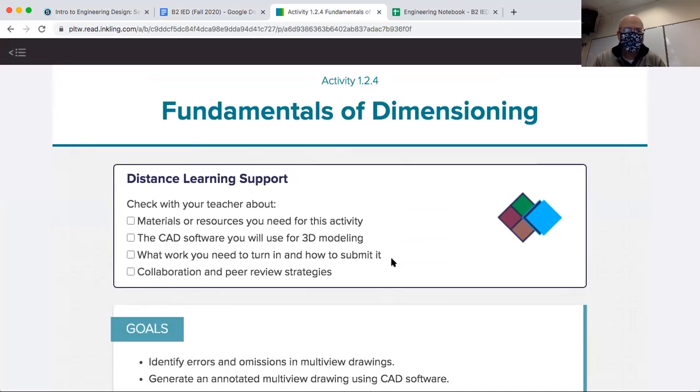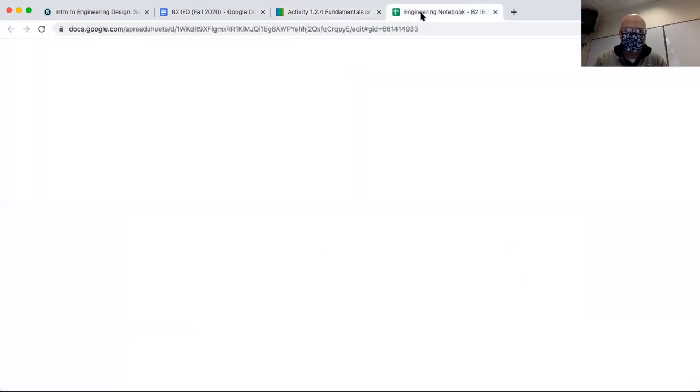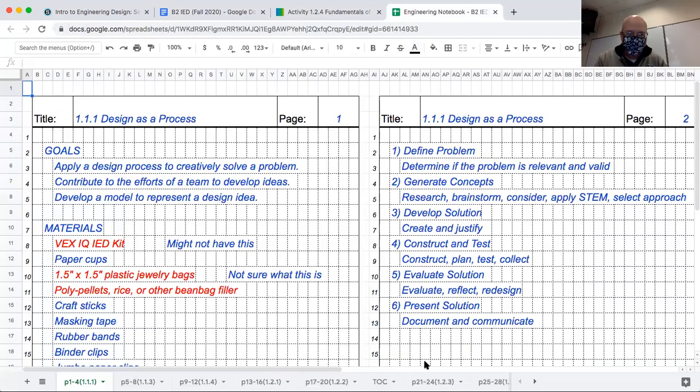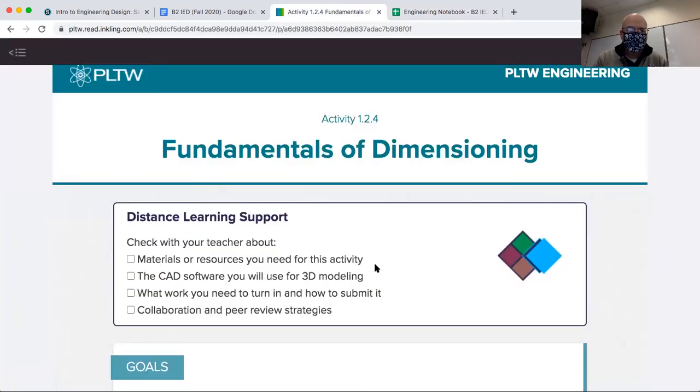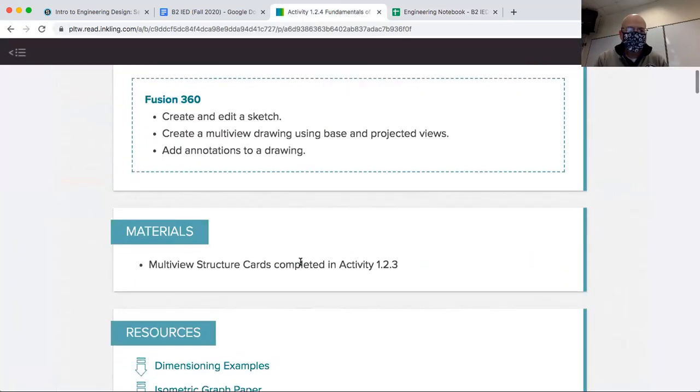1.2.4 fundamentals of dimensioning. Yes, you have to do a notebook entry, of course. Make sure on your notebook entry that you have a table of contents entry for today's date, 1.2.4 fundamentals of dimensioning. And then for me, I'm on pages 29, 30, 31, and 32 in my engineering notebook. Okay, yes, you got to write down the goals.